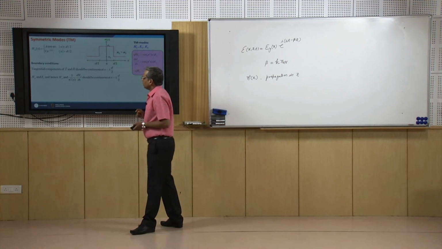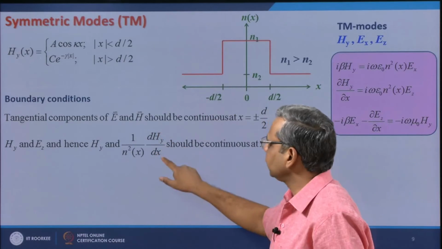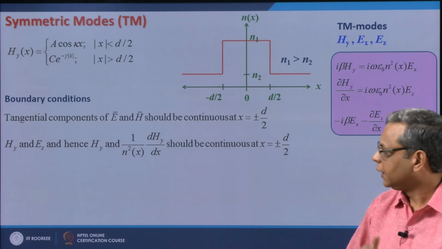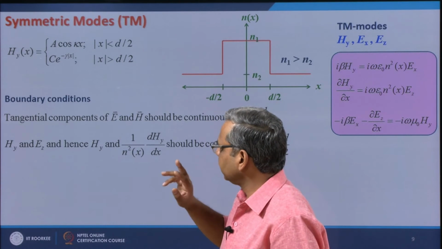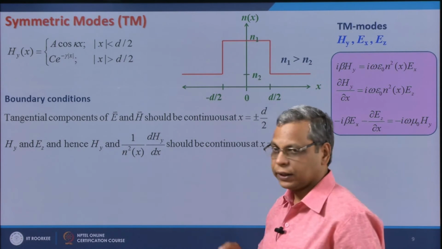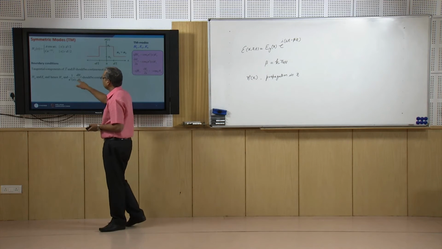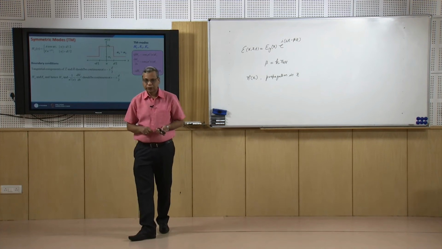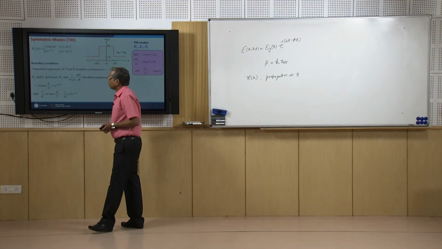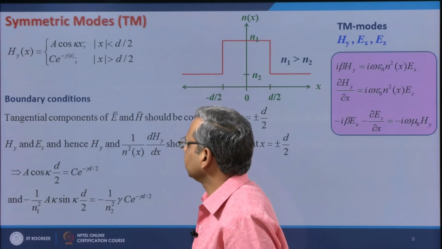So, now the boundary conditions give me that Hy and 1 over n square dHy over dx should be continuous. This is the difference with the TE case. In the TE case, the boundary conditions led to Ey and dEy over dx being continuous at the boundaries, but here I have Hy and 1 over n square dHy over dx continuous at the boundary. So, I apply these. First I apply that Hy is continuous at x is equal to, let us say, plus d by 2.